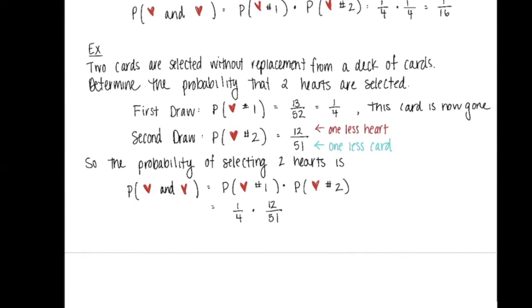And you can do some simplification if you want. 4 goes into 12 3 times. So you have a 3 in 51 chance. And then this simplifies if you want to, but you don't need to. They're both divisible by 3.